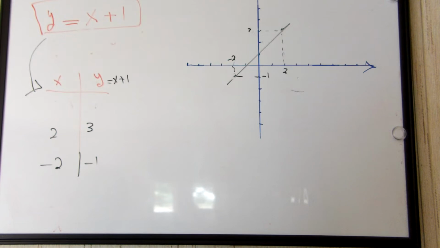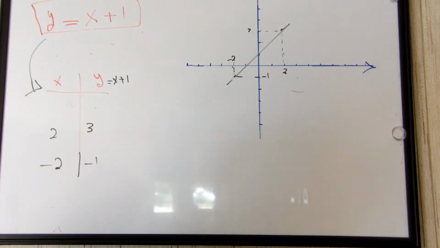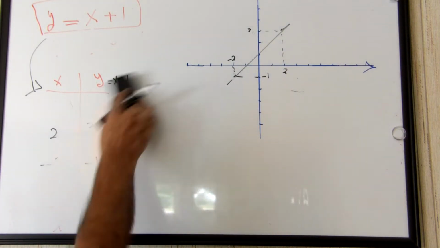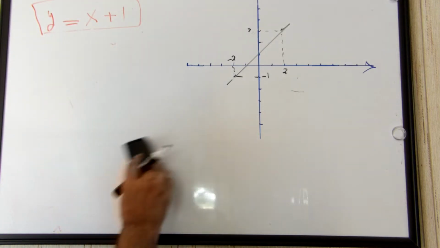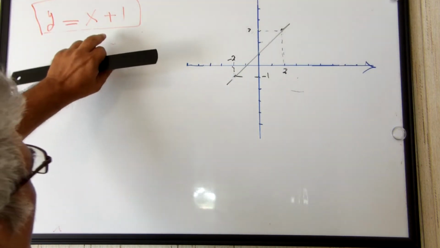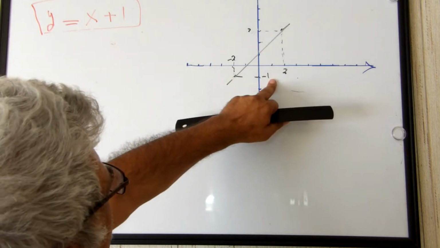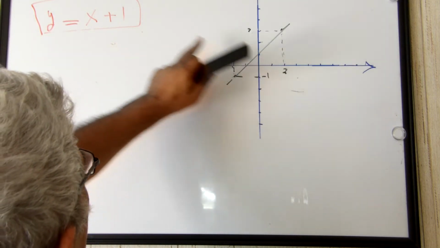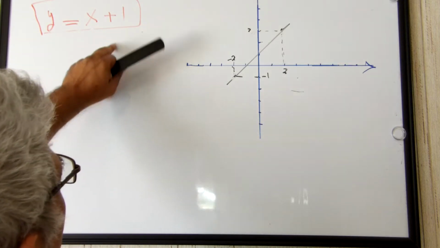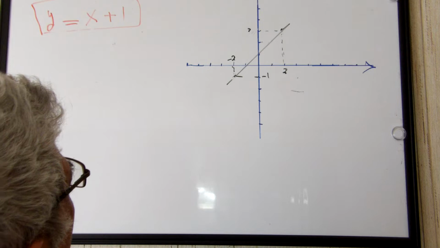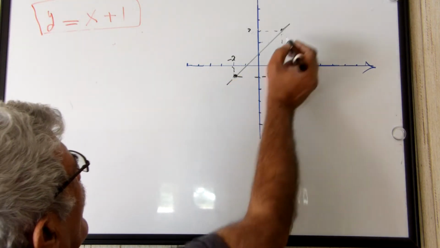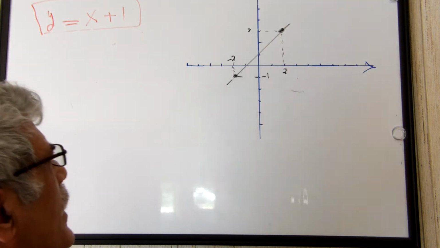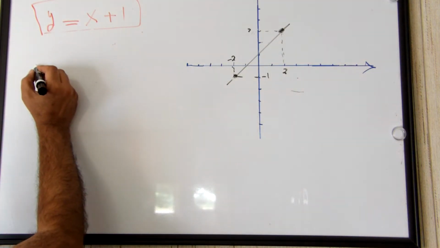So in general, the things they ask you to know about this are, first of all, to graph the function. But they may also give you two points, and you have to write the equation.